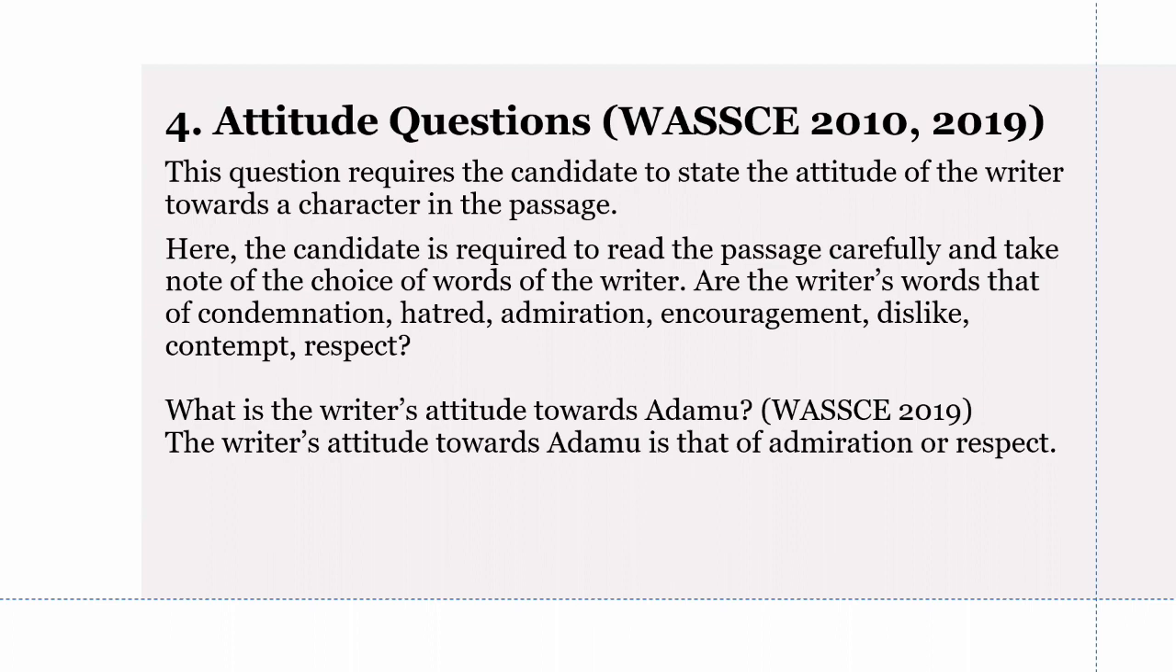So at the time, the writer was his classmate. They looked at the way this Adamu worked hard. And then the writer tried to make mockery of it and said that he worked as if he is being pursued by a demon. And his classmates laughed. When the laughter subsided, Adamu explained his ordeals in life. And the writer said that he admired him and he respected him. From that, you will know that the attitude of the writer towards Adamu is that of admiration or respect.